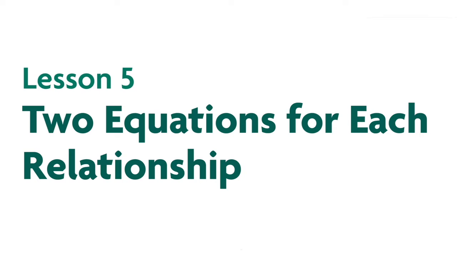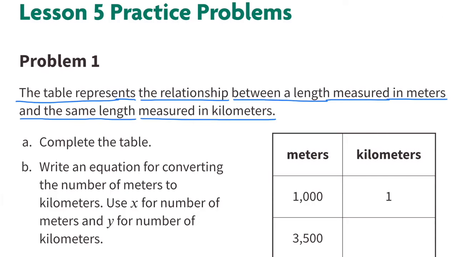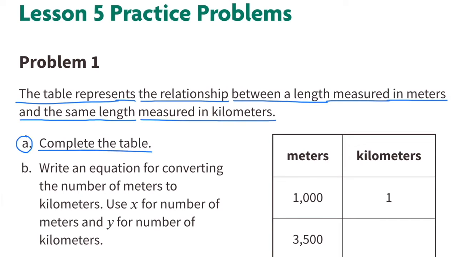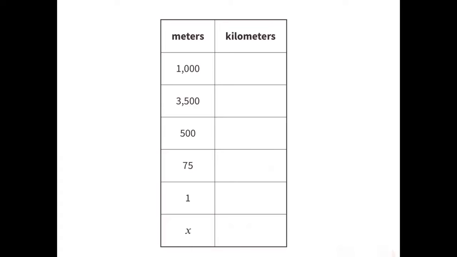Seventh grade, Unit 2, Lesson 5. Two equations for each relationship. Number 1. The table represents the relationship between a length measured in meters and the same length measured in kilometers. A. Complete the table. Well, we know that 1,000 meters equals 1 kilometer.